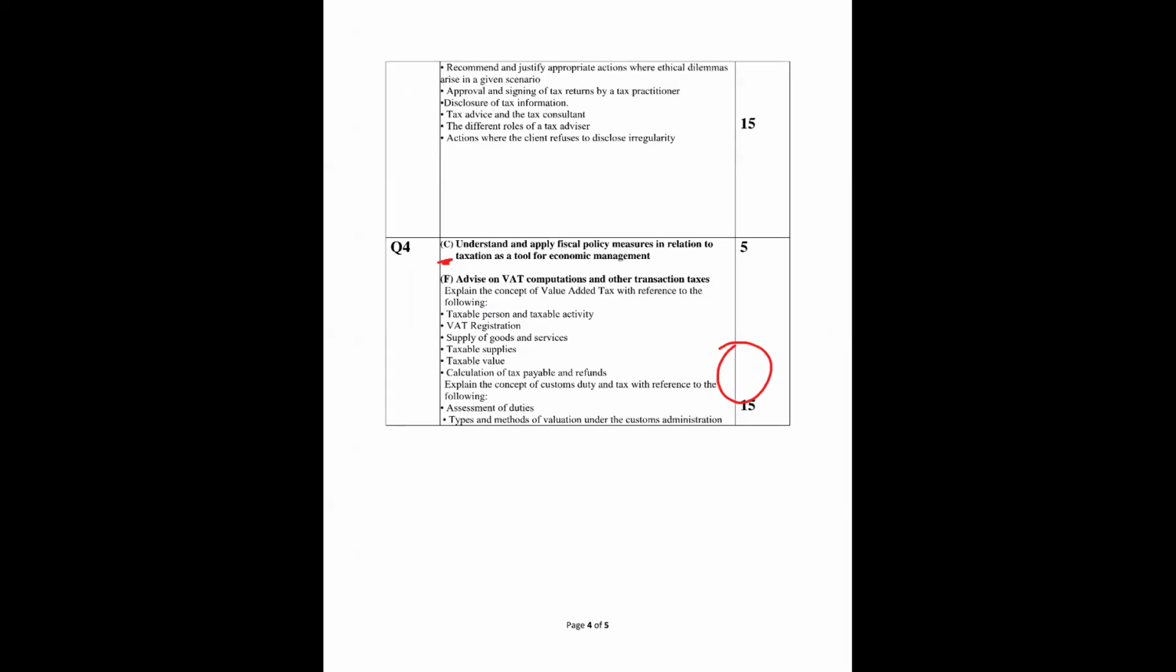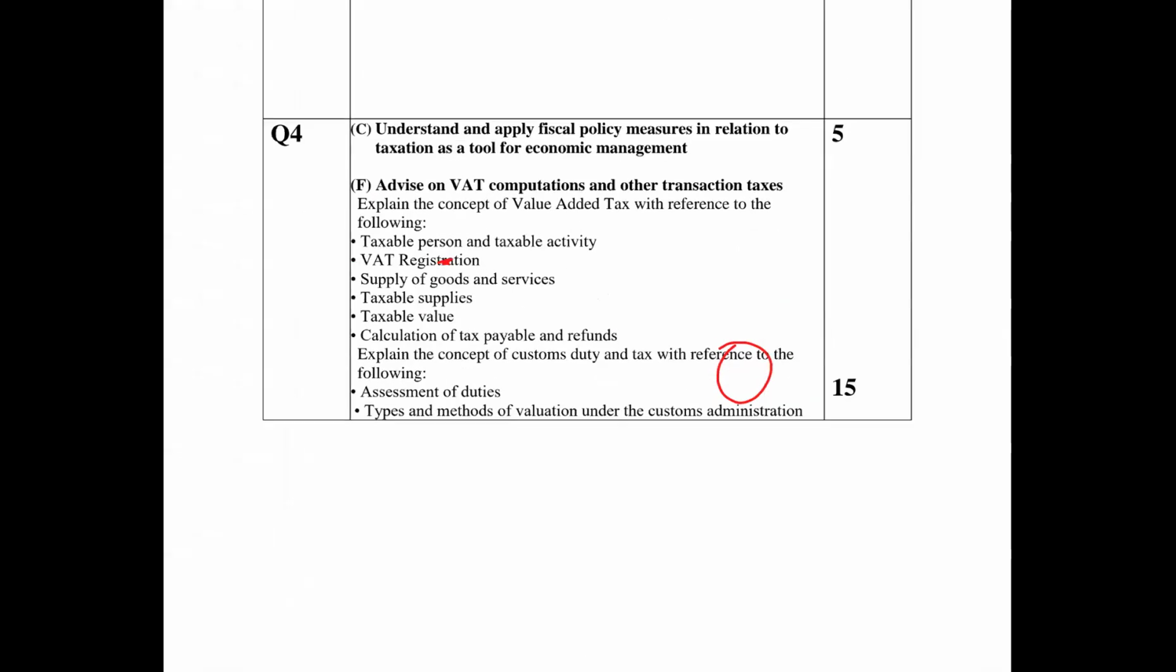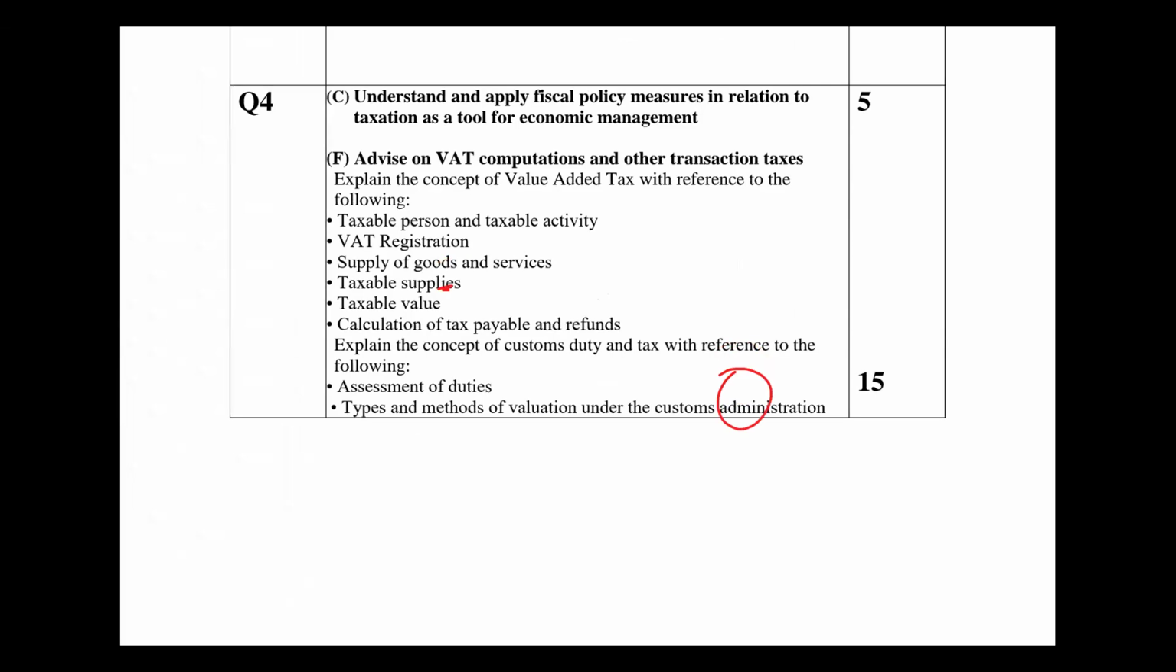So VAT, if I'm to read on VAT, 15 marks. The first one is: explain the concept of value added tax with reference to the following. So they will not ask questions on this. The questions are the bullet points. Those areas, they are going to ask questions on them. So what are they? We have taxable person and taxable activity. It's in the S&D notes. It's also in their manual.